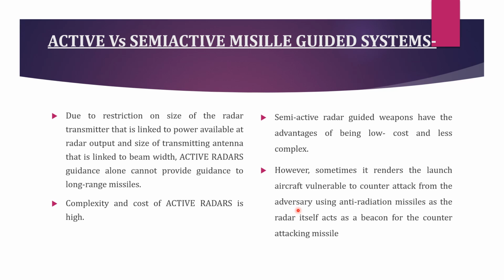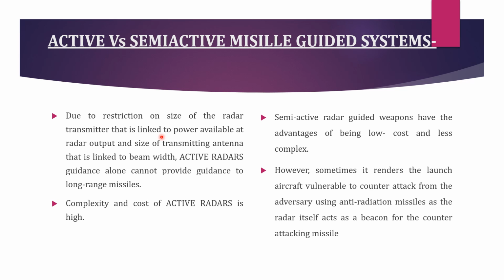Whereas in the semi-active radar guided weapons, the launch aircraft is always vulnerable to counter attack from the enemy side, because the radar itself acts as a beacon for counter attacking the missile, because the radar also is connected to the missile, and the missile is also getting the echo signal from the target aircraft, so both are vulnerable to attack.